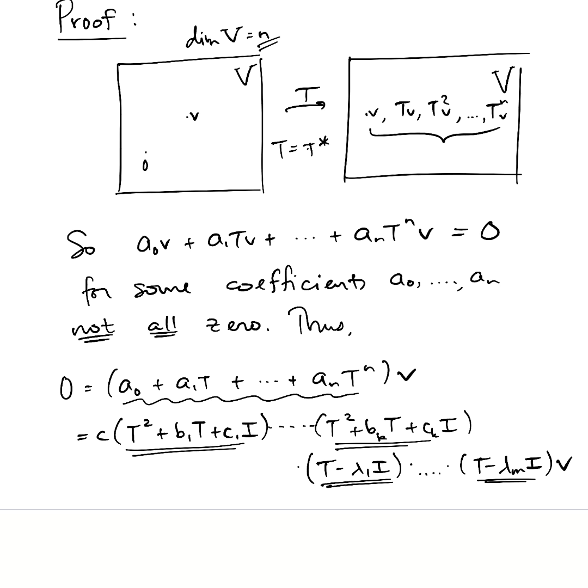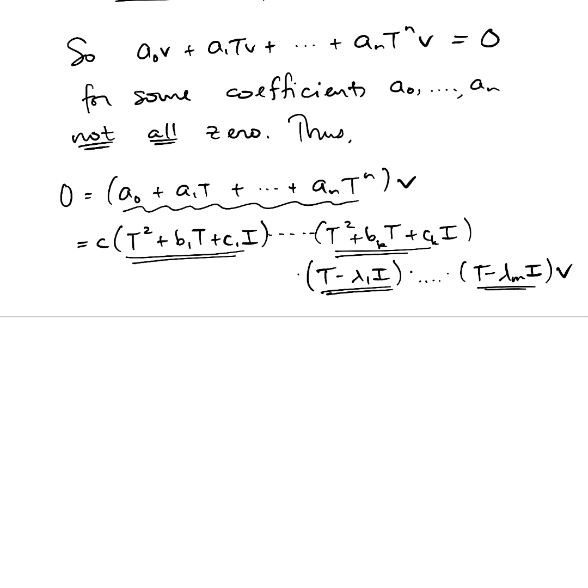Now, to say that these pieces are irreducible is to say precisely that bi squared is less than 4ci. So by the lemma, each of those is invertible. So let's be crystal clear here. In purple, each one of these is invertible, which means it can't take something non-zero and have the result be 0.